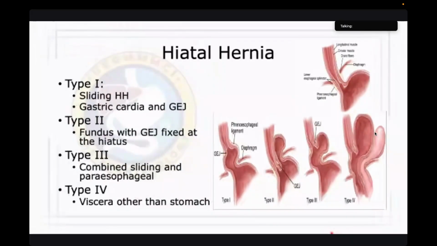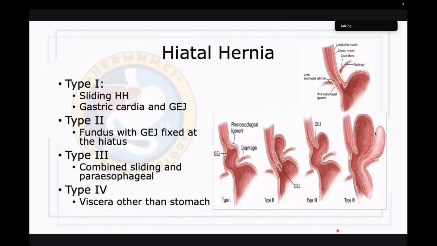So how do we manage hiatal hernias? For sliding hiatal hernias, if the patient is asymptomatic, because this can be seen on routine endoscopy, then it does not require any treatment. For those who are symptomatic, the usual complaint is reflux, so we give treatment for reflux, and this will be discussed later.